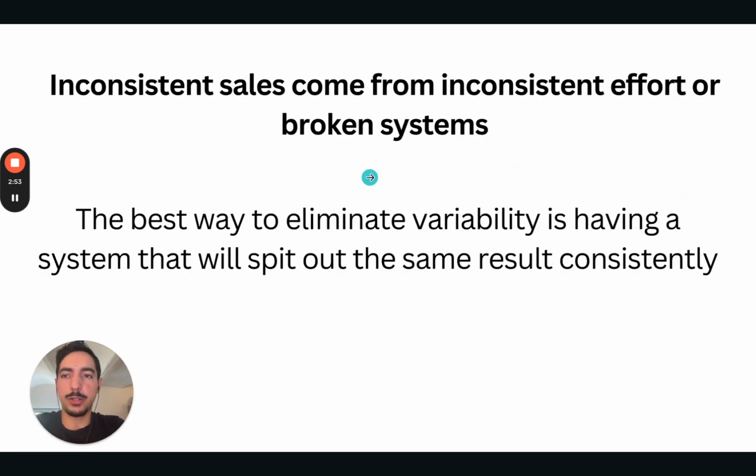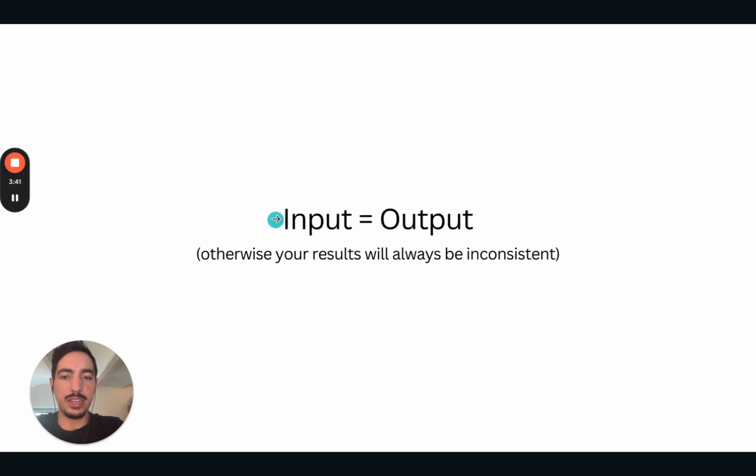This system is super effective because inconsistent sales come from inconsistent effort or broken systems. So the best way to eliminate all variability is having a system that will spit out the exact same result consistently without you actually having to show up to dial phones, knock on doors, even create content consistently. We want to remove as much variability as possible, especially when it's going to be our main driving force for acquiring clients. We want to make sure that every time we put something in, we always get the same result. So out of every 1,000 contacts that we put in, we get 3 to 4 meetings out, as an example.